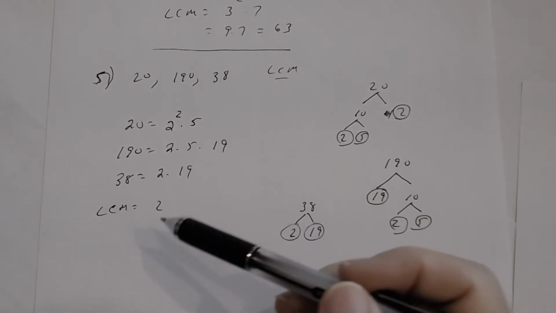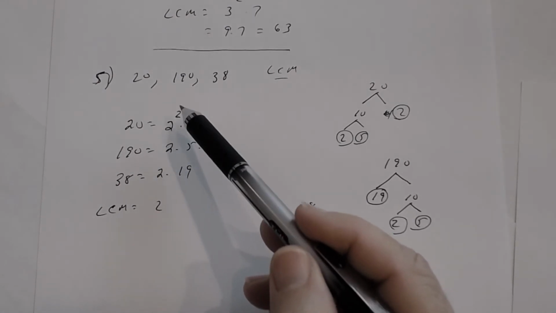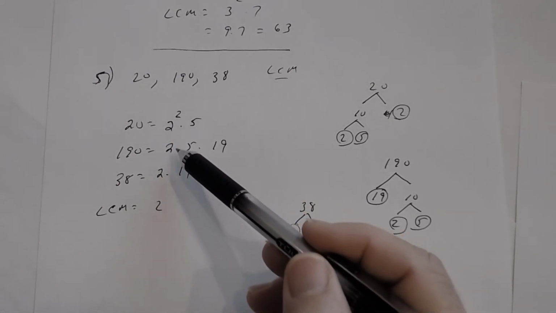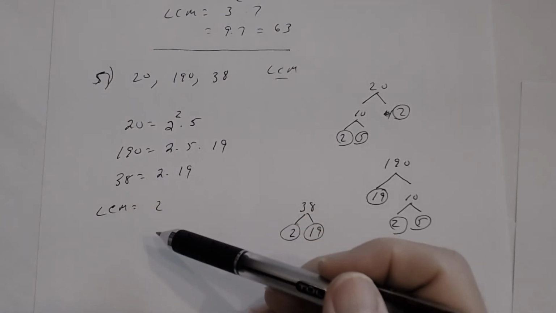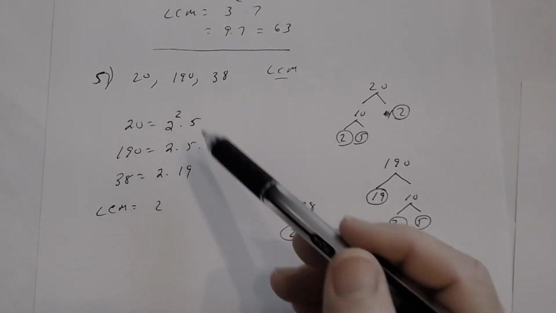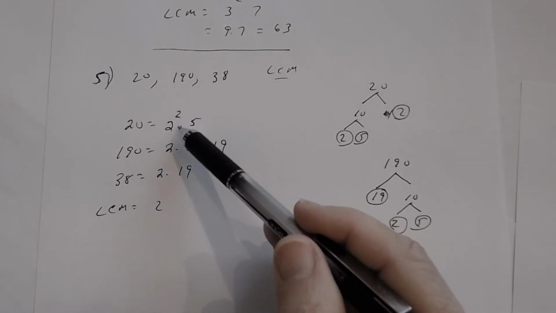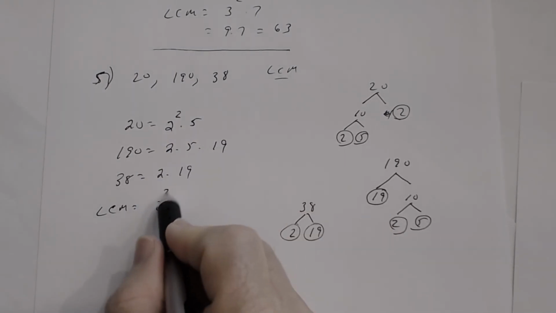So let's talk about how many I need, though. How many factors of 2 do you have here? I have 2 of them. How many factors of 2 do you have here? I have 1, 2 to the first. How many factors of 2 do I have here? I have 1. So how many do I need? Remember, it's got to be greater than or equal to 190. So you need the one that's the largest exponent. Greater than or equal to, think largest. So I need 2 of them.